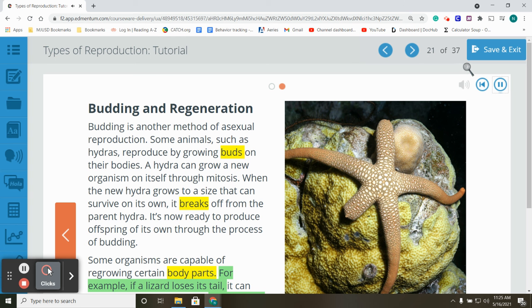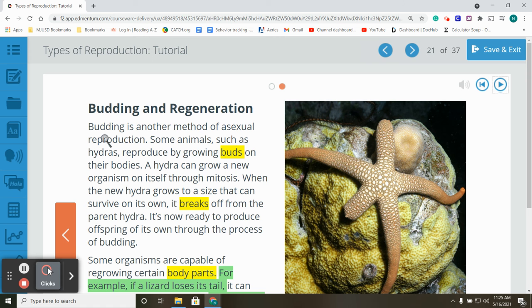Some organisms are capable of regrowing certain body parts. For example, if a lizard loses its tail, it can regrow its tail in a few days. I think this is one of those where I have to read this part because of the tabs.